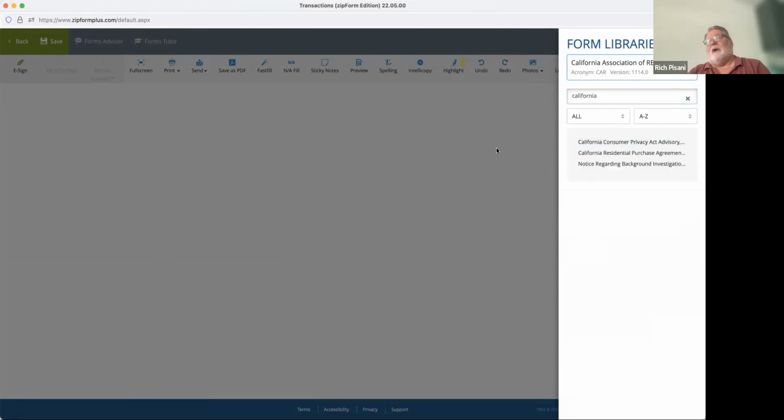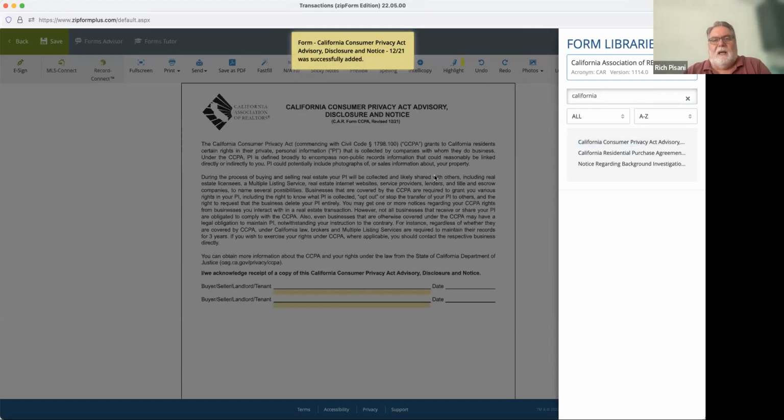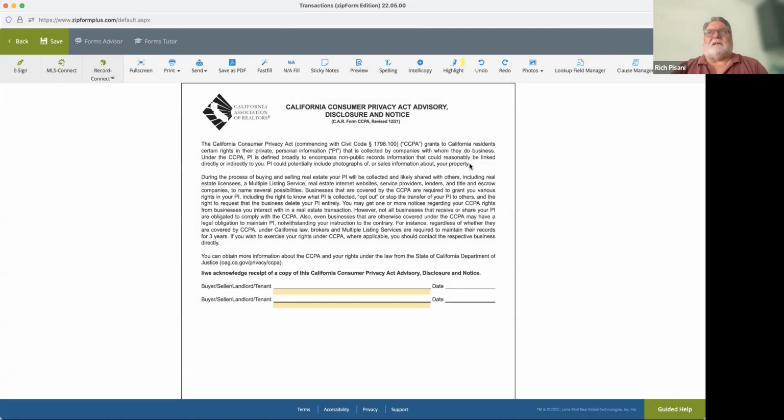The California Consumer Privacy Act and Advisory. I believe they just in this last vote not too long ago changed this law a little bit. They expanded it. So this form will probably change in June. But all this is saying to your client and every client that you represent, if you represent a buyer and a seller on a transaction, both of these need to sign this, is that the MLS a lot of times gathers information about them, their email address, their phone, whatever, and what they do with it.